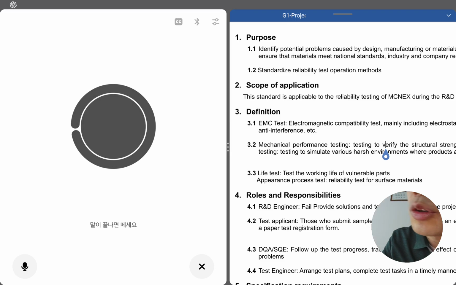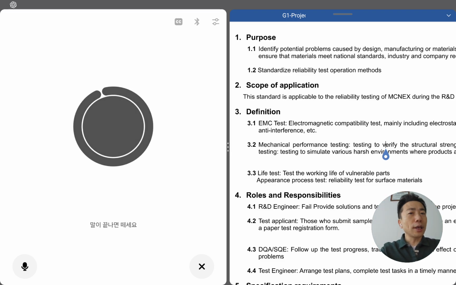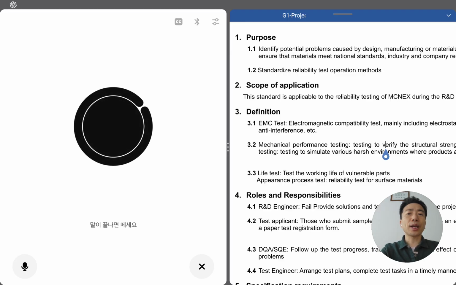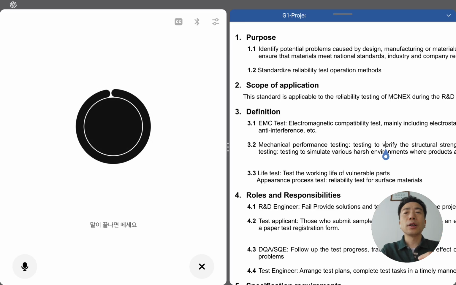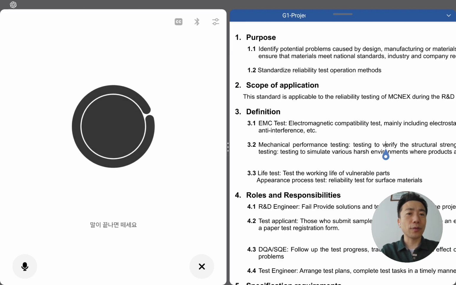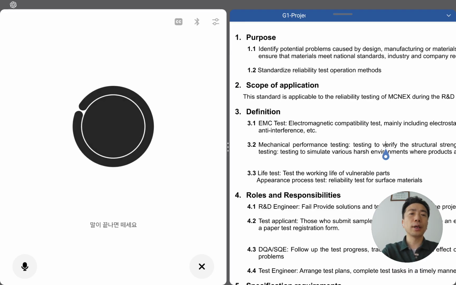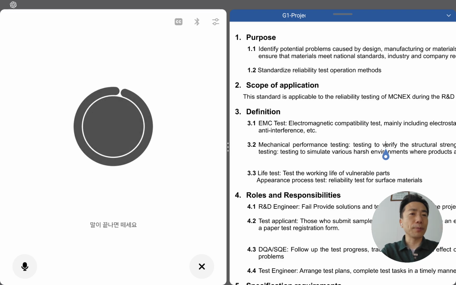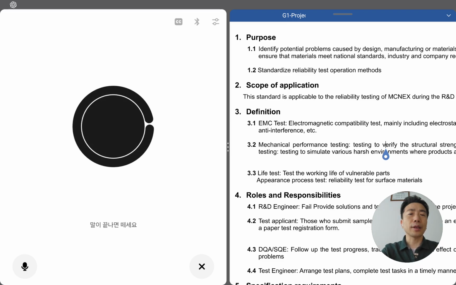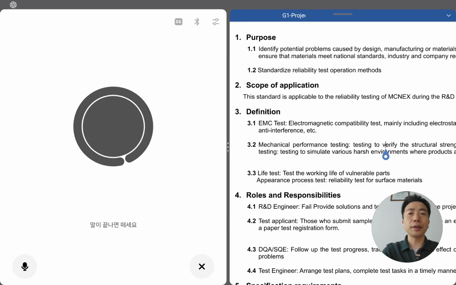GPT, without further delay, let's dive into my English practice. Today, I would like to introduce the reliability spec for our golf rangefinder. I'd like to discuss the reliability spec for our golf rangefinder. It's a Microsoft Word document, and I shared it with you yesterday.